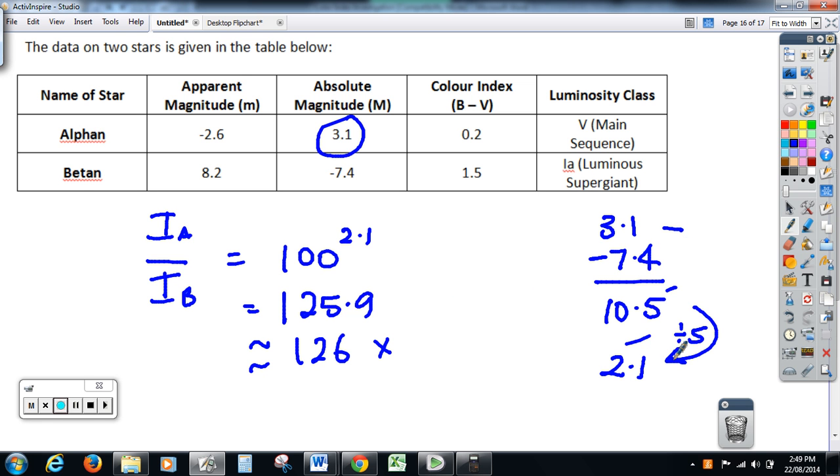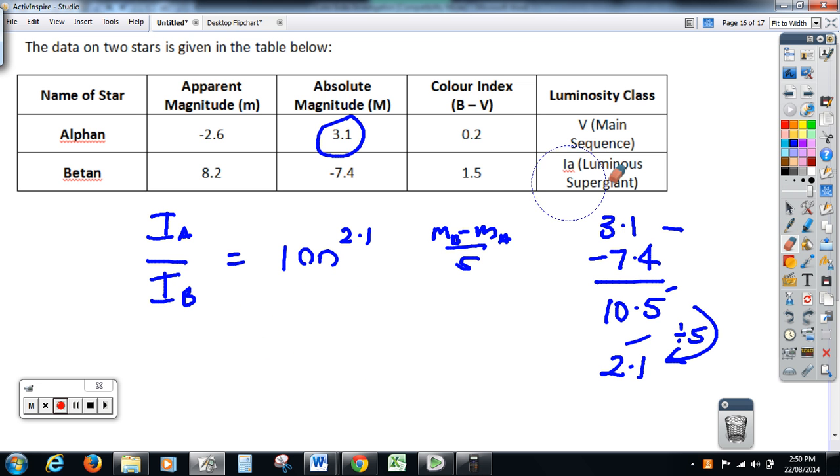Dividing that by 5, because the formula requires you to have m minus m divided by 5, so mb minus ma, that's the duller star minus the brighter star on 5, you get 2.1. So the answer here would be the comparative brightness is 100 to the 2.1. Now if you just do 100 to the 2, that's 100 squared, so that should be, I've done that wrong, so I'll just rub that out.